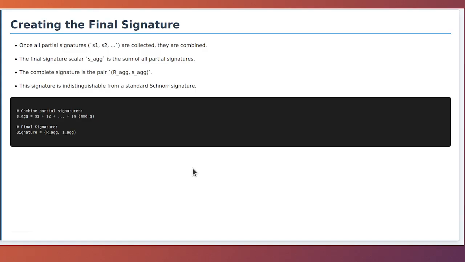It has the exact same format and size as a signature created by a single person. There is no way for a third-party verifier to know that an interactive, multi-party protocol was used to create it. All the complexity of the multi-signature scheme is completely hidden.